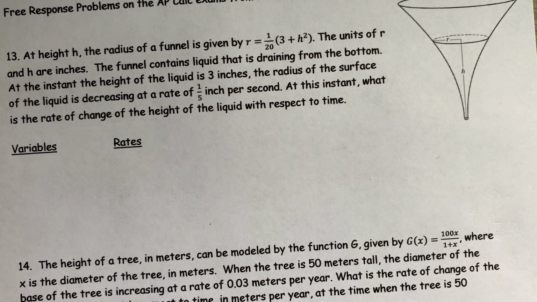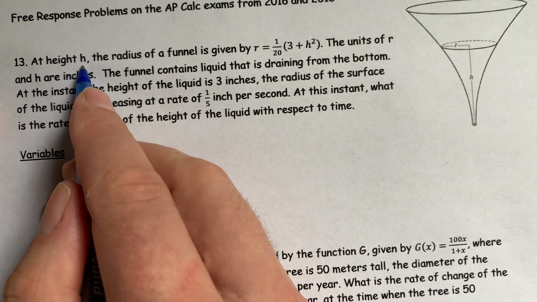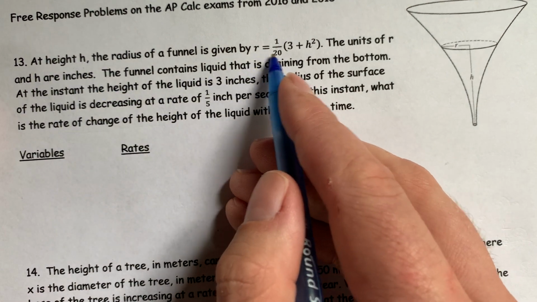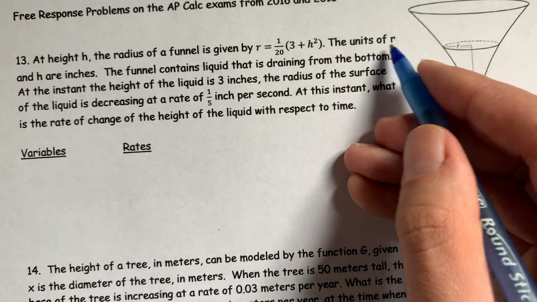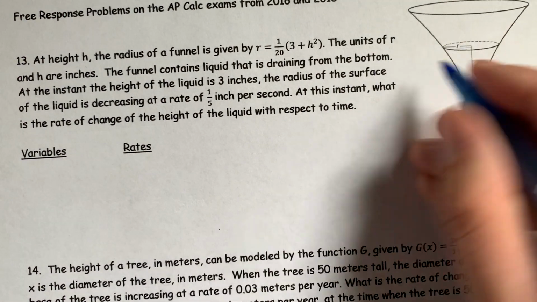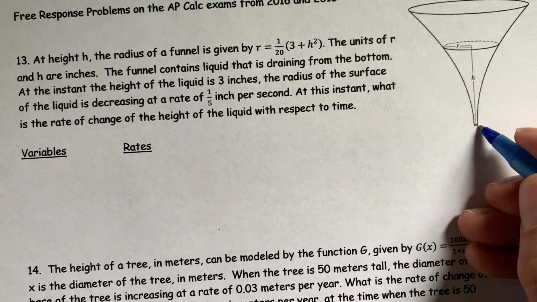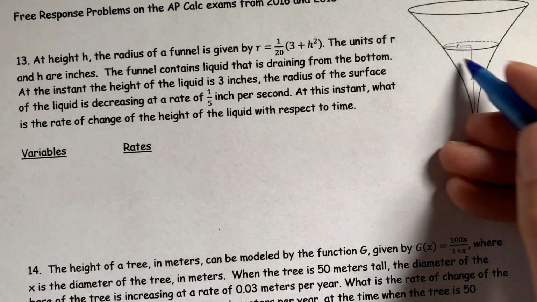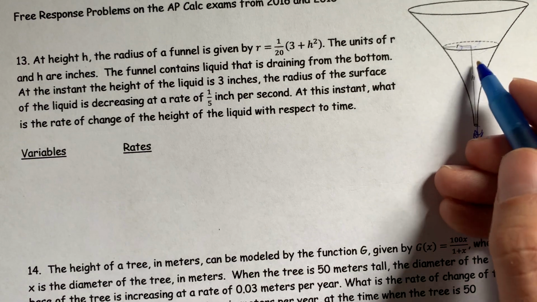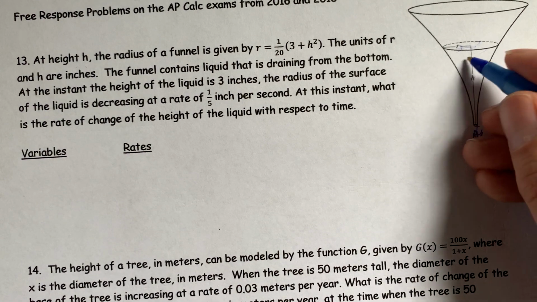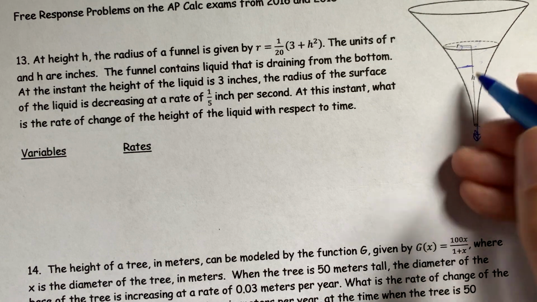So here are some free response problems. It says, at a height h, the radius of a funnel is given by this. So this is the radius of a funnel. The units of r and h are inches, so this is measured in inches. We're going to use those units in a minute. The funnel contains liquid that is draining out. So this liquid is however high this is right now, and it's leaving the bottom. And so hopefully you can get a picture in your head that this water is going out. And so dr/dt, the radius, is going to be how it's changing.